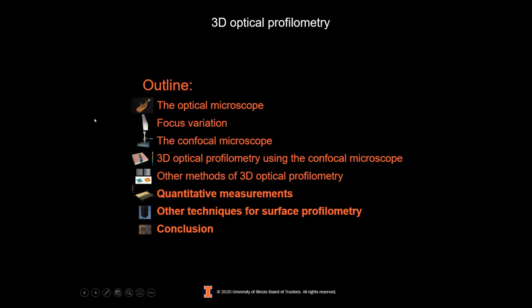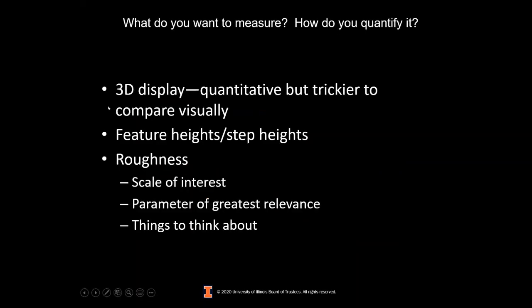Now, plotting an image in X, Y, and Z in a 3D display is quantitative, but it's trickier to compare these images visually without having concrete numbers or numbers you can do statistics on. These numbers you can do statistics on are often expressed in terms of surface roughness parameters.